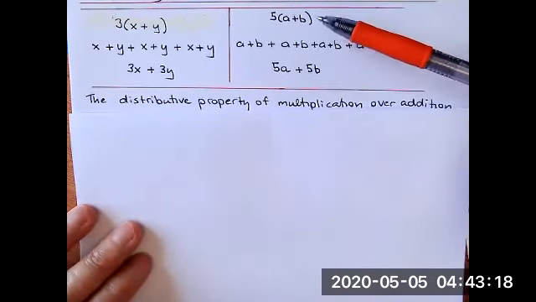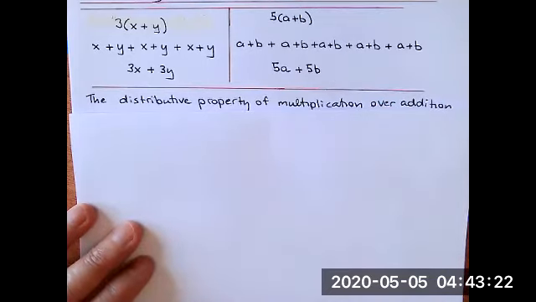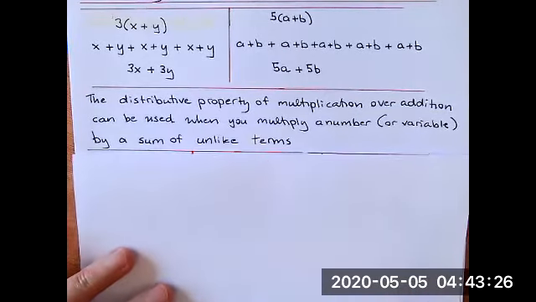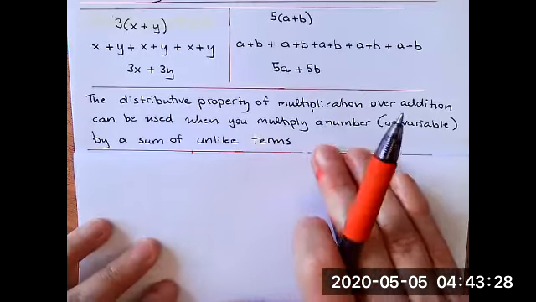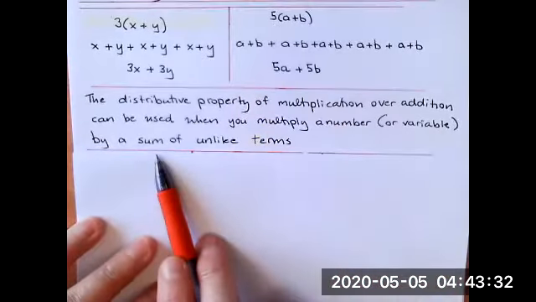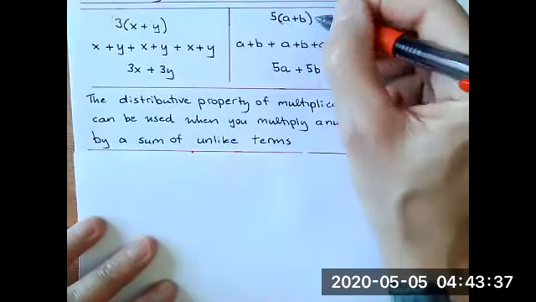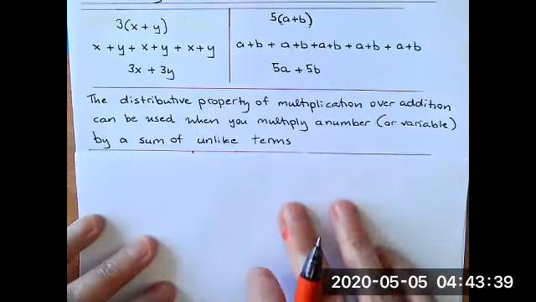So the shortcut of going from here to here is called the distributive property of multiplication over addition. And it can be used when you multiply a number or a variable, so that's the factor on the outside, by a sum of unlike terms, which means they're in parentheses.